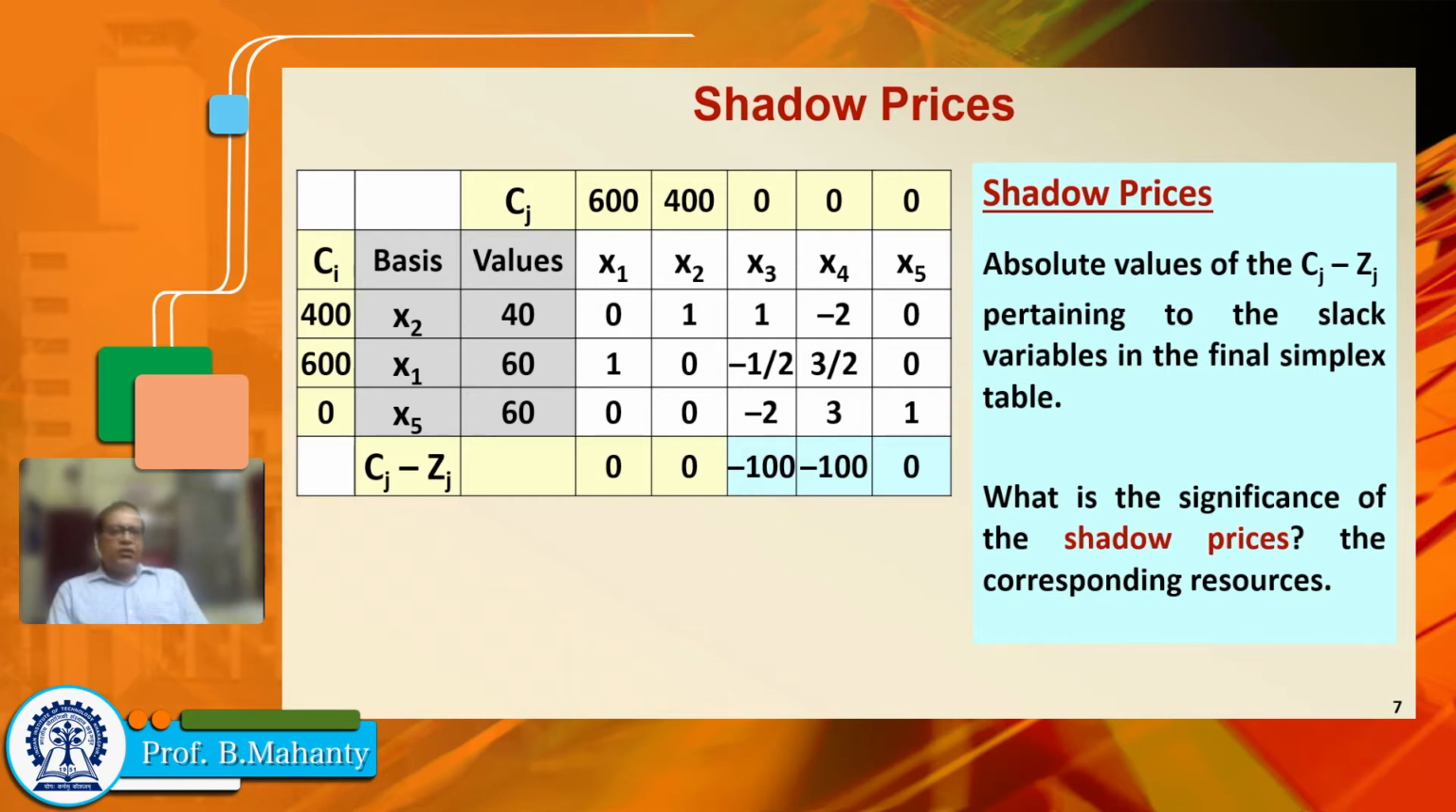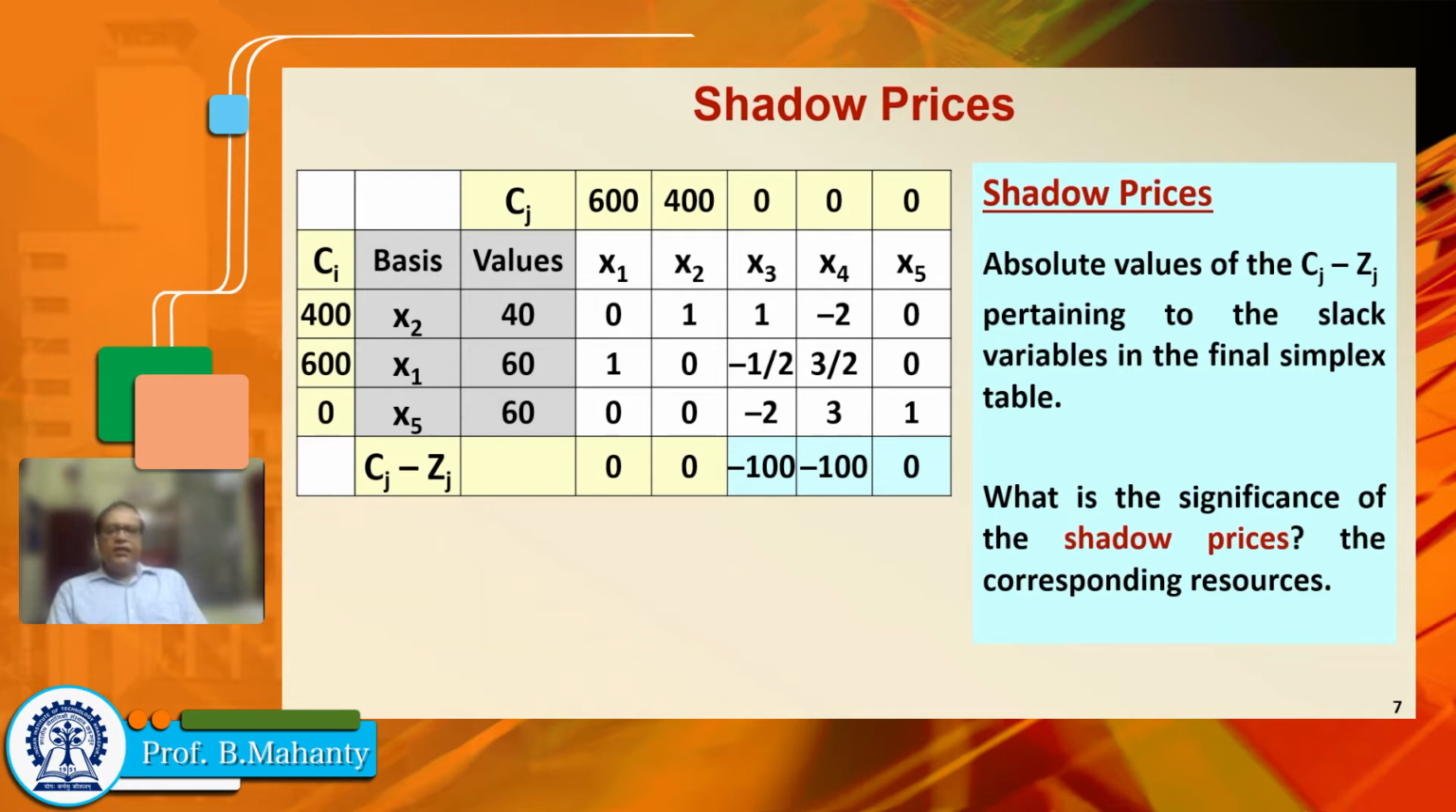Now here the absolute values are important because after all there should be all positive, right? So cj minus zj values, they should be all positive. So if there are some negative values, we have to discard the negative sign and we have to take the absolute value. So the absolute value of the cj minus zj pertaining to the slack variables in the final simplex table, they are called the shadow prices.